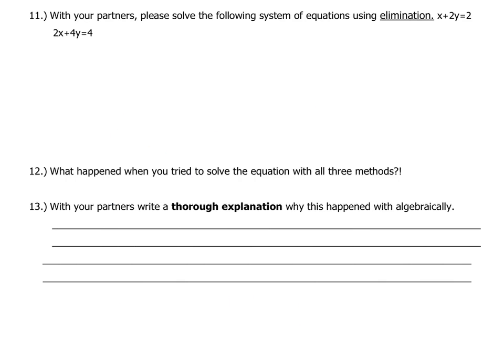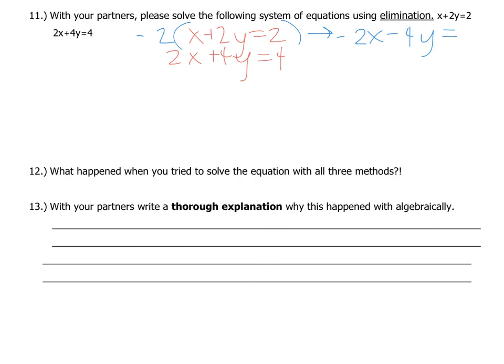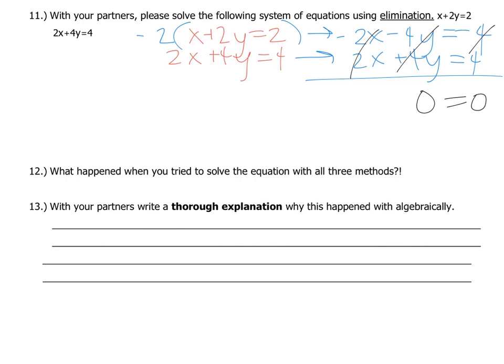And finally, elimination. We have x plus 2y equals 2 and 2x plus 4y equals 4. I'm going to multiply the top by negative 2. So it becomes negative 2x minus 4y equals negative 4. And the bottom is going to just transfer over. And you'll notice that it cancels out the x's, the y's, and the constants. So 0 equals 0, which is true. So algebraically, this one was infinitely many.